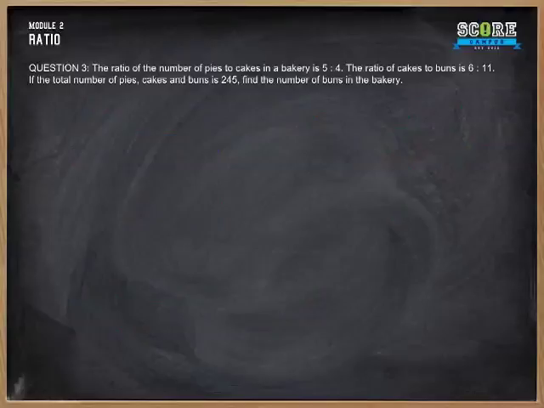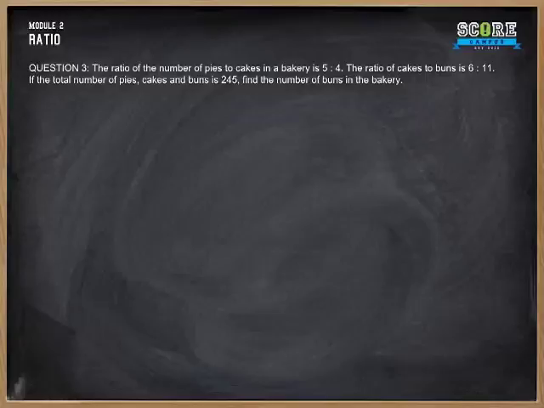Question 3. The ratio of the number of pies to cakes in a bakery is 5:4. The ratio of cakes to buns is 6:11. If the total number of pies, cakes, and buns is 245, find the number of buns in the bakery. So the final information that we are requiring here is to find the number of buns.